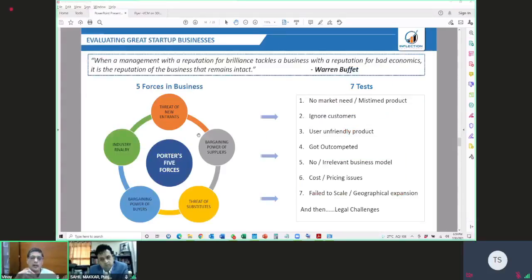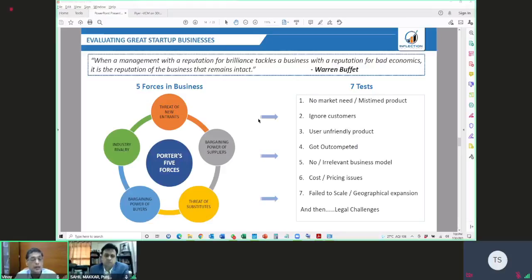Now, how do we evaluate startups? I would like to start with a very interesting quote by Warren Buffett, one of the best investors globally: "When a management with a reputation for brilliance tackles a business with a reputation for bad economics, it is the reputation of the business that remains intact." Which means even if we put the best of the people into an industry known for bad economics, the best of the people cannot take it out, because bad economics will remain bad economics. The economics of a milk business will remain the economics of a milk business. You cannot change that unless you disrupt the whole business.